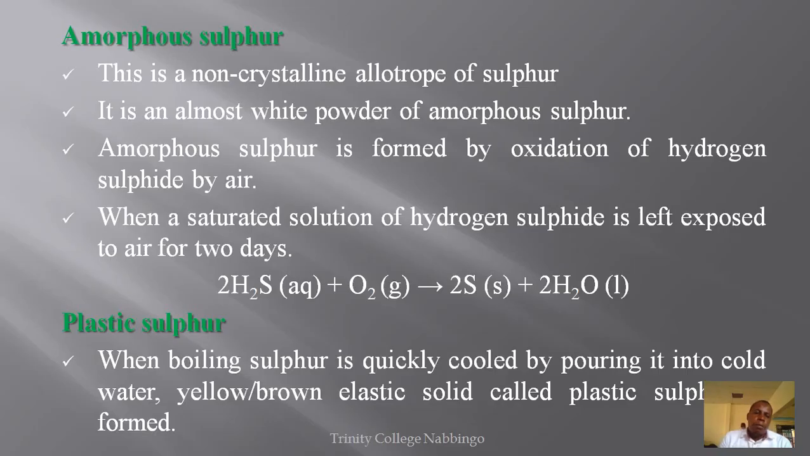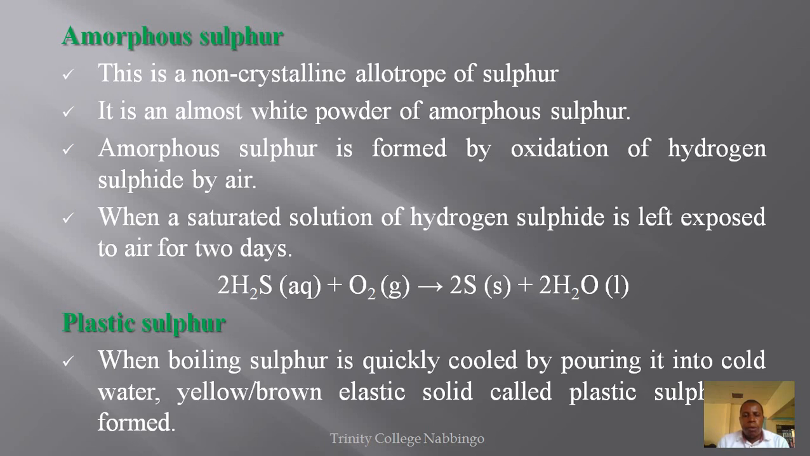Then the other form of sulfur is what we call amorphous sulfur. We have said this is non-crystalline. Note a question can come asking you to state the crystalline forms. That means you can't include amorphous, because it is non-crystalline. It's yellow, but that yellow which tends towards white. And how is it formed? By oxidation of hydrogen sulfide by air. If you react hydrogen sulfide with oxygen, we form sulfur and water. That sulfur that we form is amorphous sulfur.